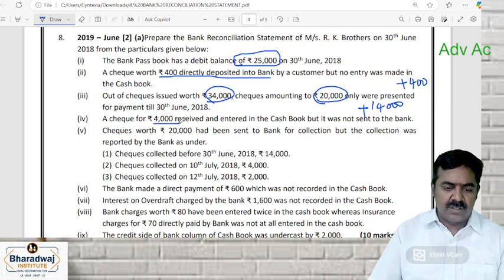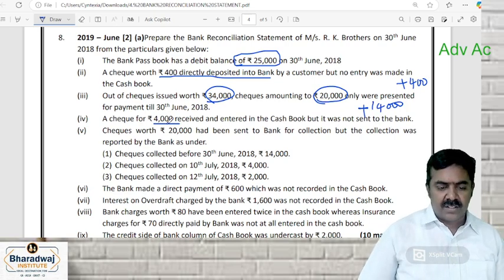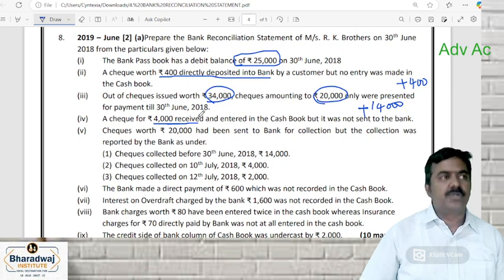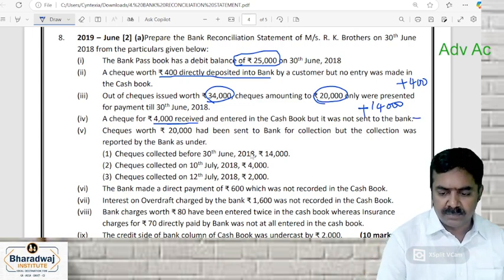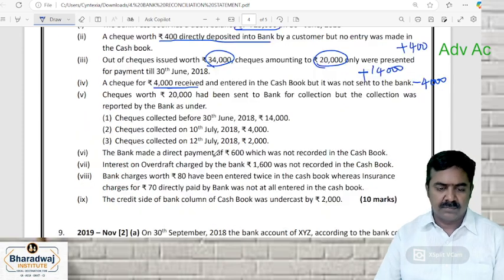Check 4,000 received and entered in the cash book but not sent to the bank. Customer would have added. We should also add it. But OD starting point நால என்ன பண்ணுங்க? Minus 4,000.